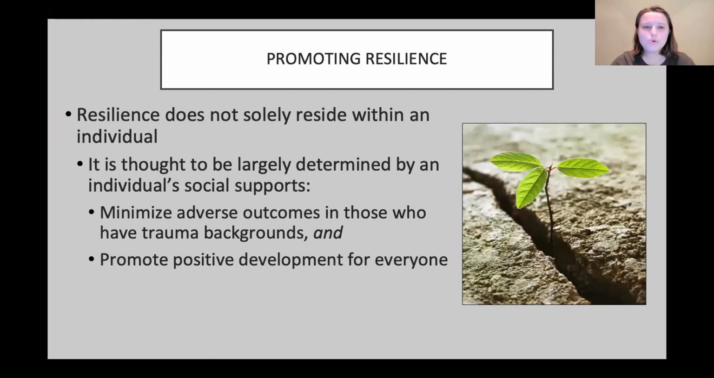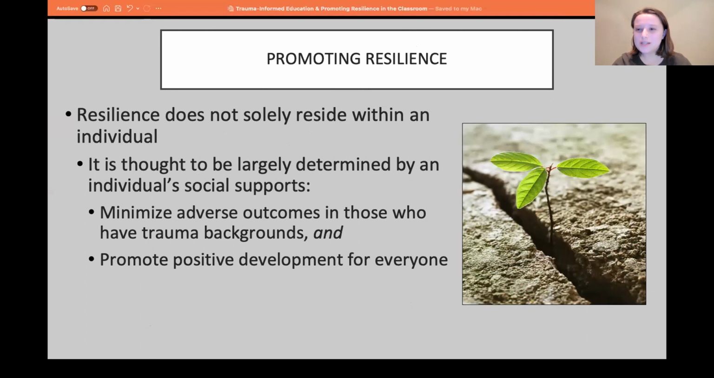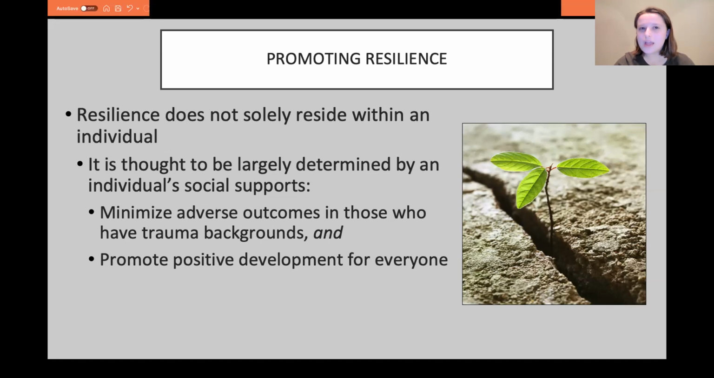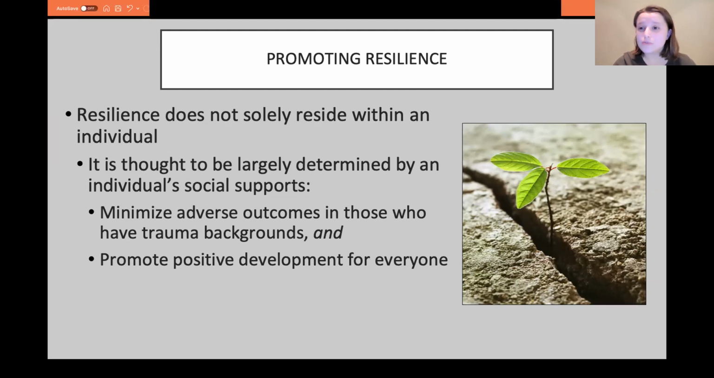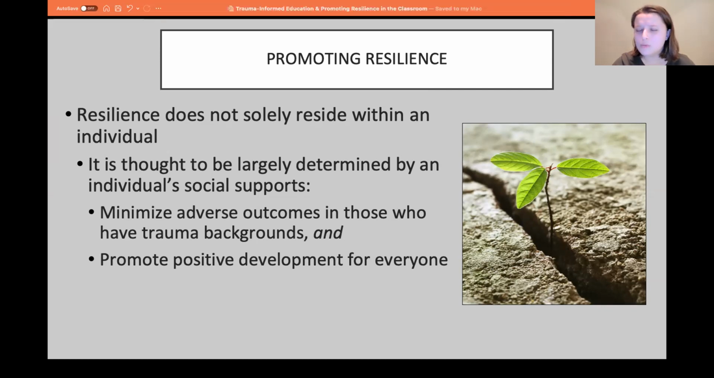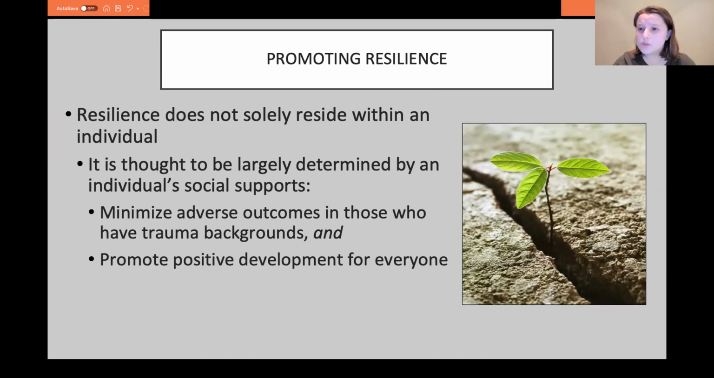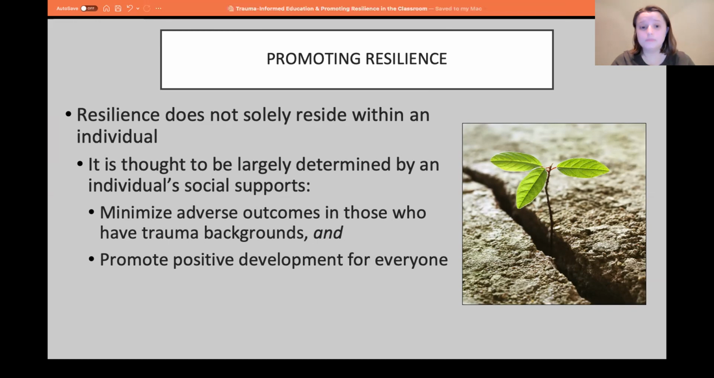Getting a little more into resilience. If you have ever heard the term pick yourself up by your bootstraps, that's what most people tend to think of as being resilient or having resilience. However, the literature and many people in trauma-informed care and resilience promoting areas of research typically agree that resilience does not solely reside within an individual. There are some individual characteristics that can promote resilience. However, it is thought that resilience is largely determined by an individual's social support.